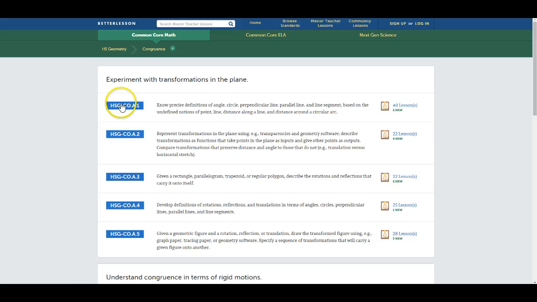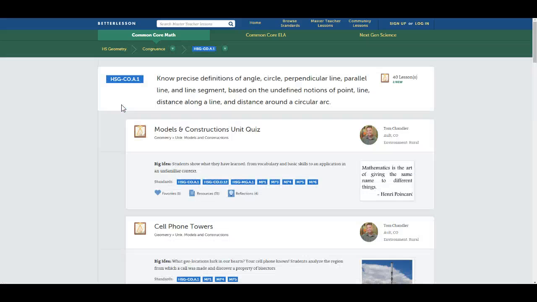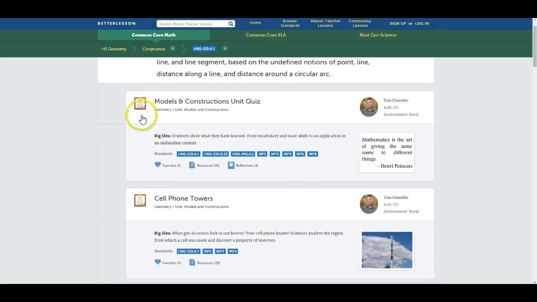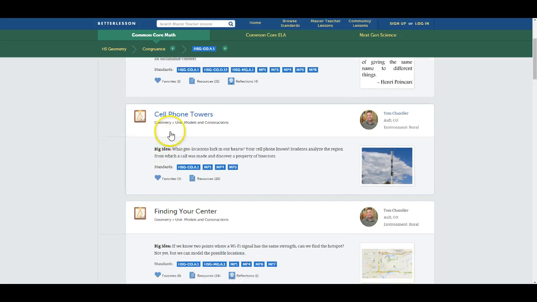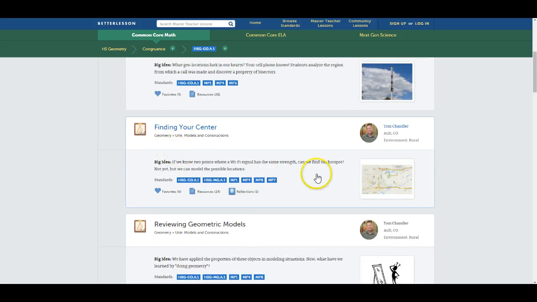Let's take a look at the first standard. What you see here is there's 40 lessons within this standard, and you can just look and see what the overview is for each one. Also, take a note on the right-hand side, you can see the master teacher who has designed them. So if you start using this site a lot and you happen to like the lessons that these master teachers have written, you can go back and you can follow those master teachers.